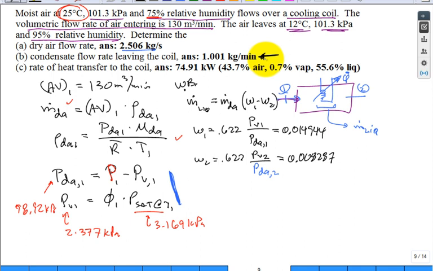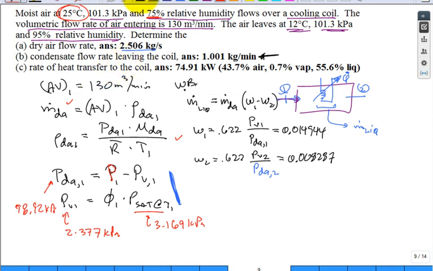Okay. What is the rate of heat transfer to the coil? Are you sure it's not from the coil? No, it's to the coil. Remember, the coil is cooling the air. So it's coming out of the air and going to the coil. That's the direction of the heat transfer.